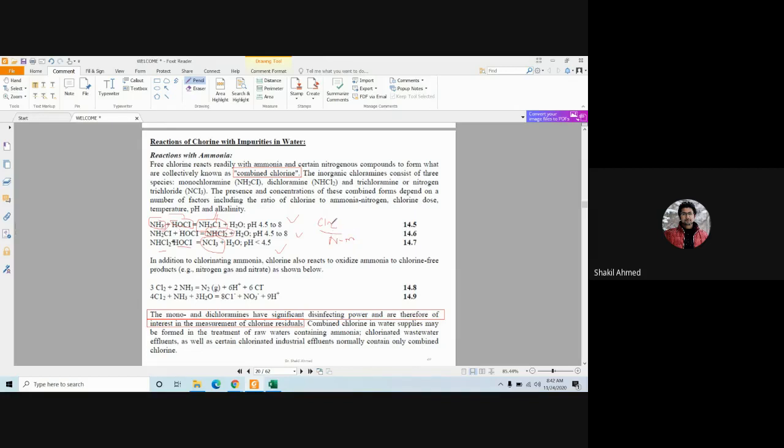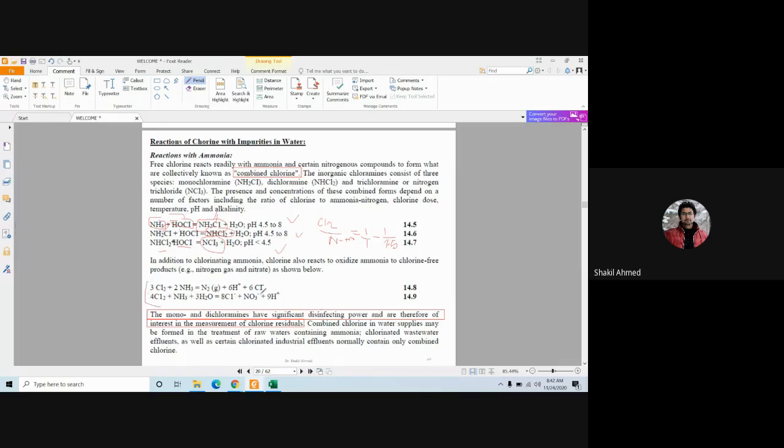Is it clear? Is it 1:1 or is it 1:5, 1.5? Okay, so it depends on the constant. We will discuss it later in the next stage. Okay, fine. So this reaction can also happen.